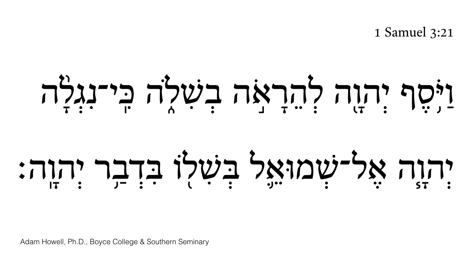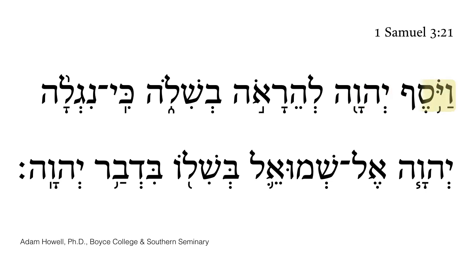We are looking at the accent patterns today for 1 Samuel 3:21. Let's read the passage together as we begin. Vayosef Adonai lehera'o veshilo, ki nigla Adonai el Shemuel beshilo bidvar Adonai. Now, with the reading under our belts, let's look at the translation together.